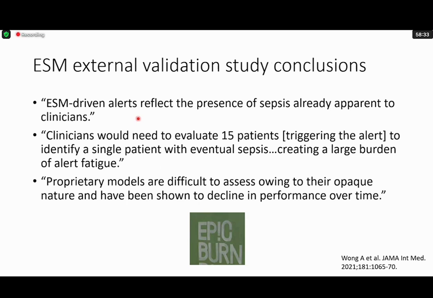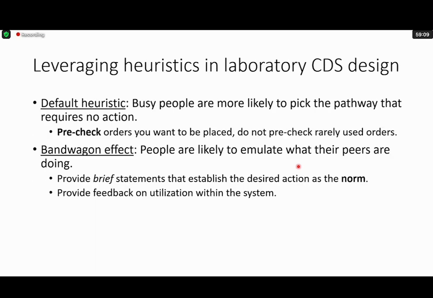So some of the reflections on this are these alerts really reflect the presence of sepsis already apparent to clinicians. So there really wasn't value added. Additionally, clinicians would have to evaluate 15 patients to identify a single patient where it would have helped. This is alert fatigue. And then finally, proprietary models are difficult to assess. This is the black box. So this is how things can go wrong. I can only blame Epic so much because you can't make an alert that's going to work in every institution. We really have to refine it site by site.